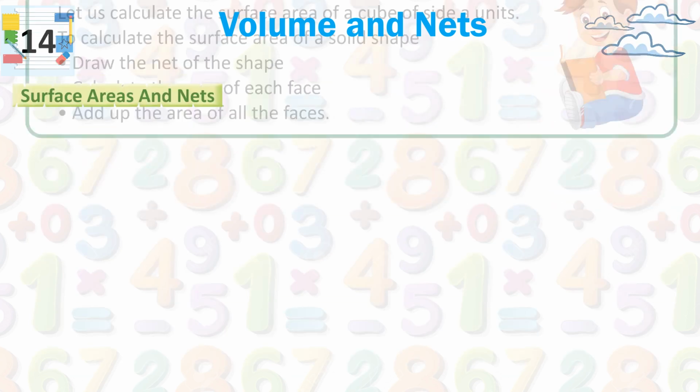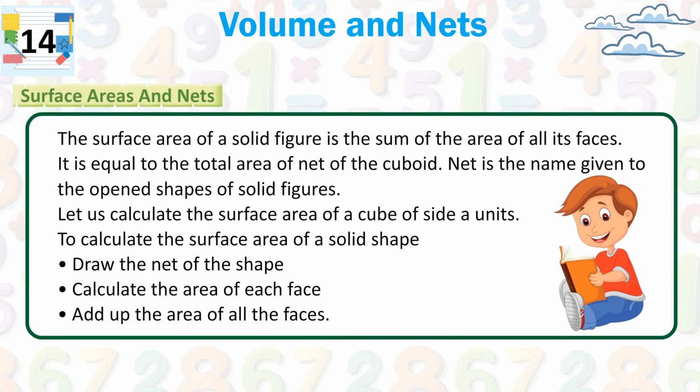Surface areas and nets. The surface area of a solid figure is the sum of the areas of all its faces. It is equal to the total area of the net of the cuboid. Net is the name given to the open shapes of solid figures. Let us calculate the surface area of a cube of side a units.